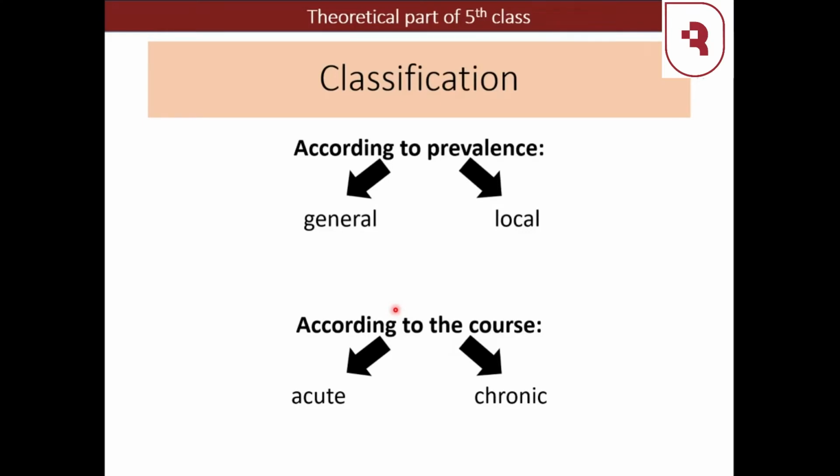According to classification, there are two different ways of classifying it. According to prevalence, we may see general and local types of hyperemia, and according to the course, we may see chronic and acute types. It is really important to note that both of these types of classification could be mixed. So we may talk about general acute and chronic, and about local acute and chronic.